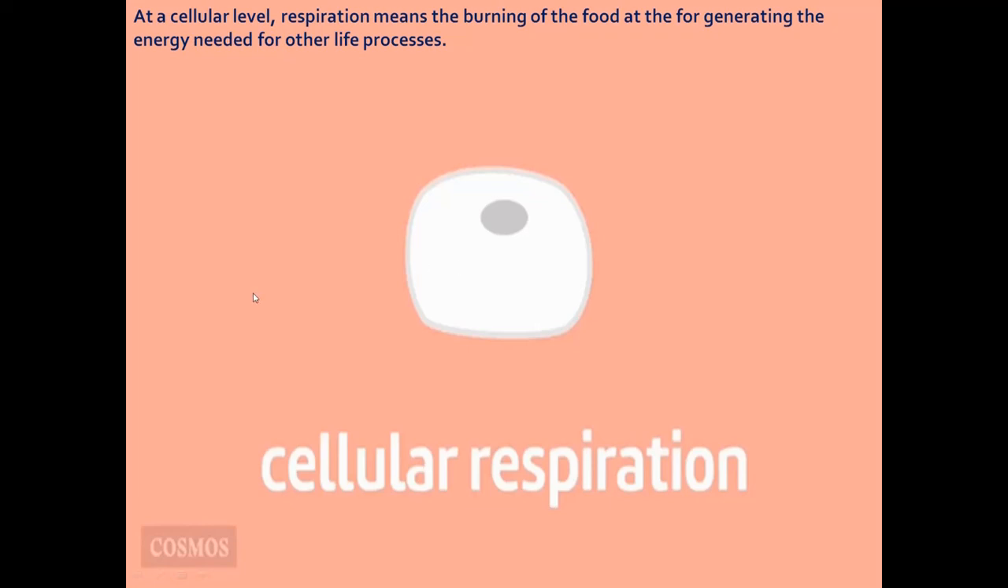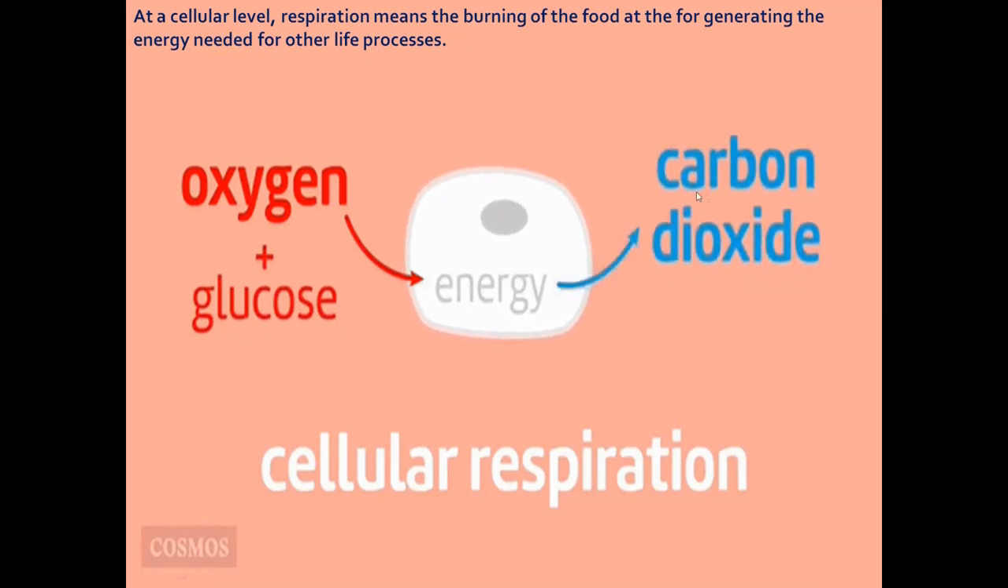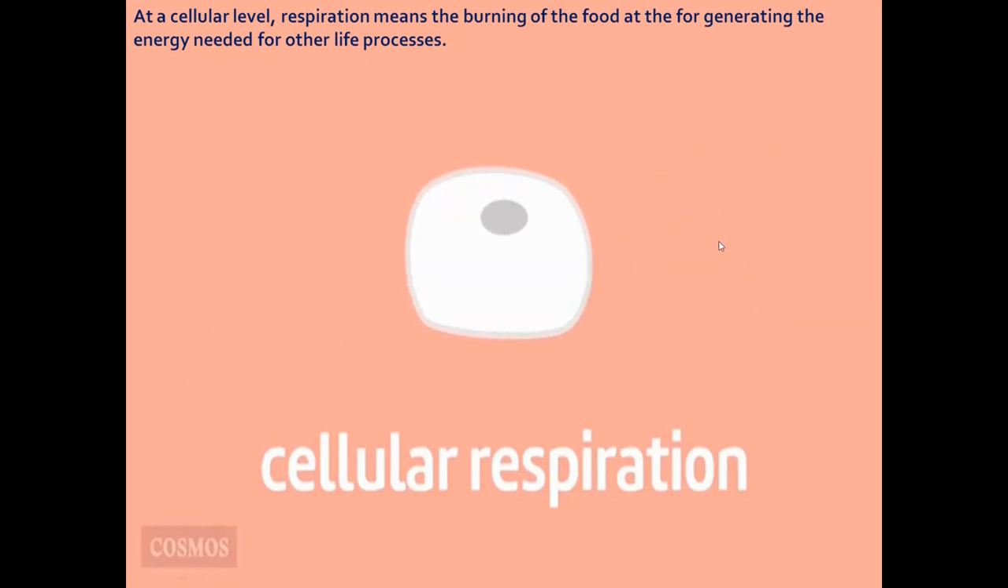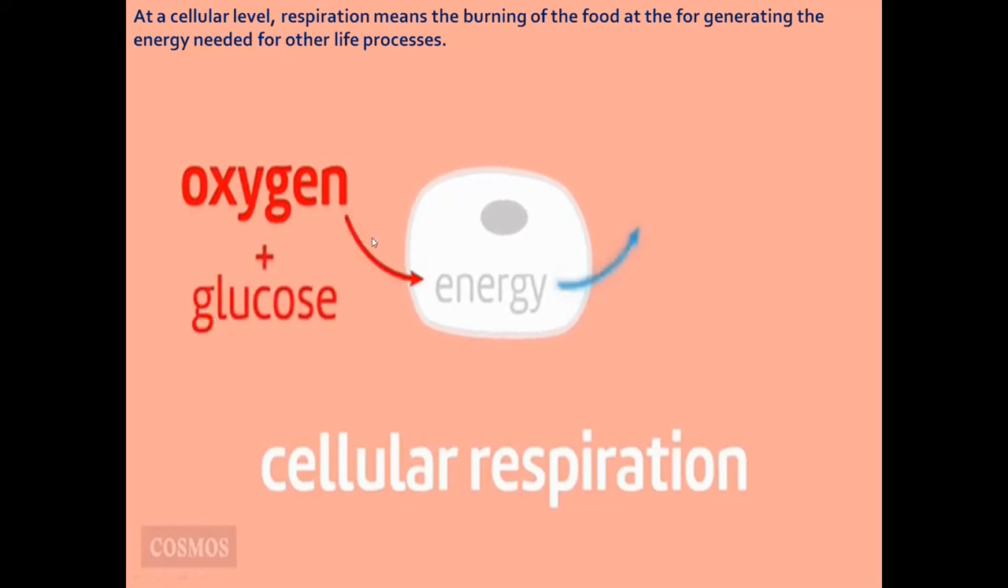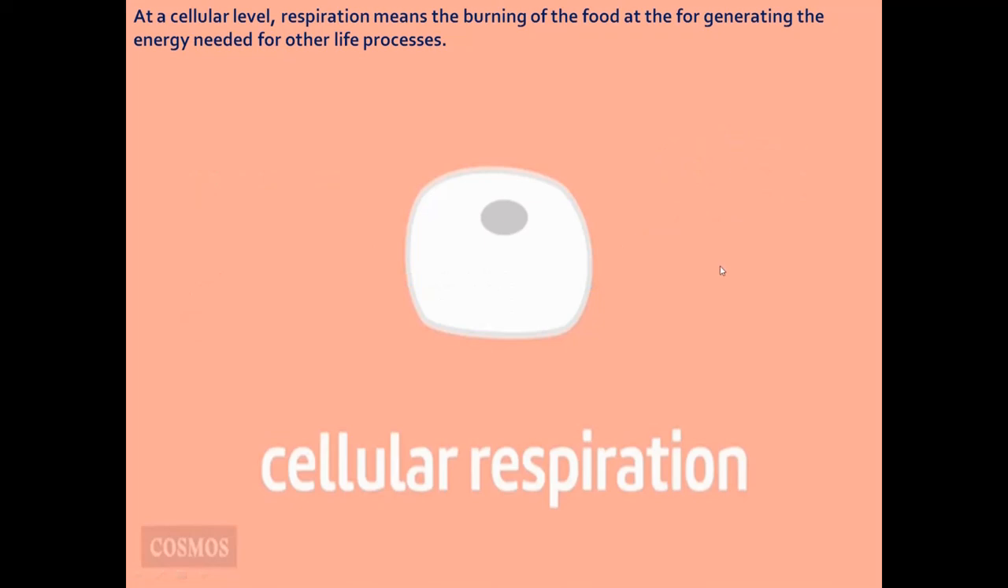Here glucose present in the cell, with the help of oxygen, generates energy and gives out carbon dioxide. So in this image we are able to understand what is meant by cellular respiration. So glucose gets oxidized and energy is released along with carbon dioxide. So this is the example for cellular respiration.